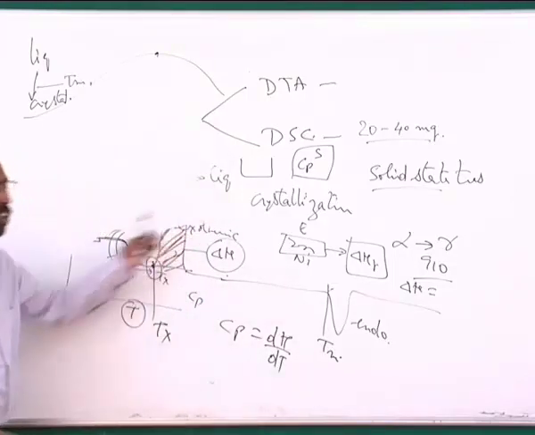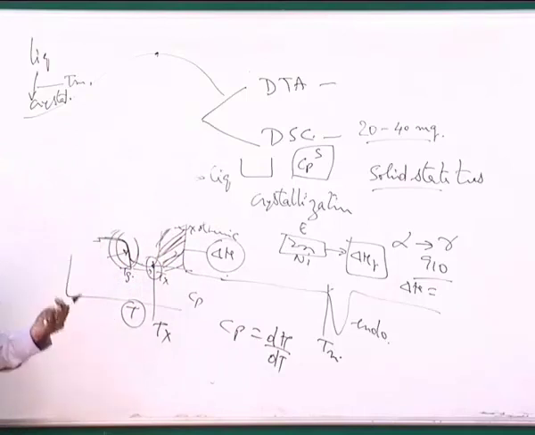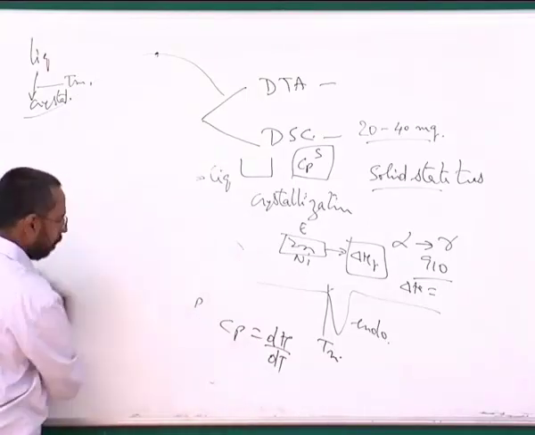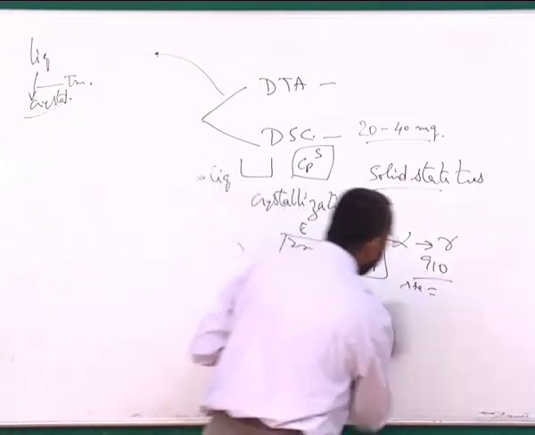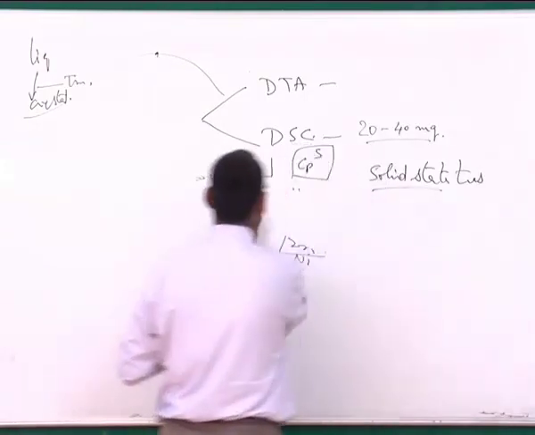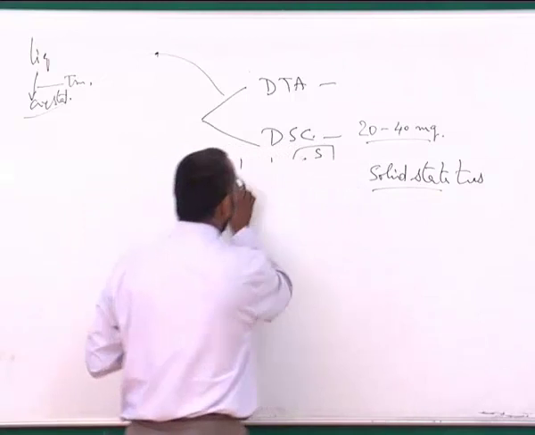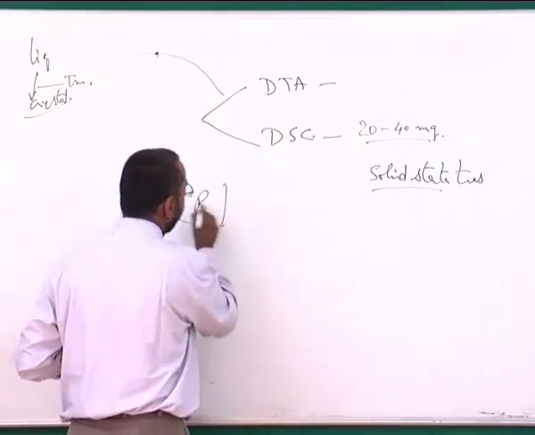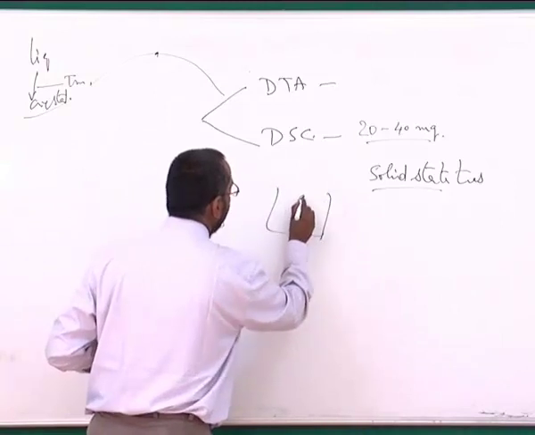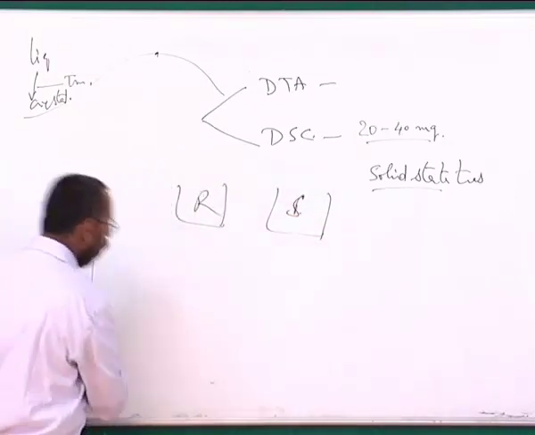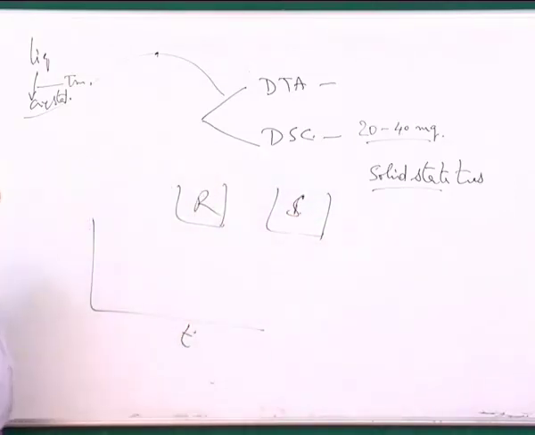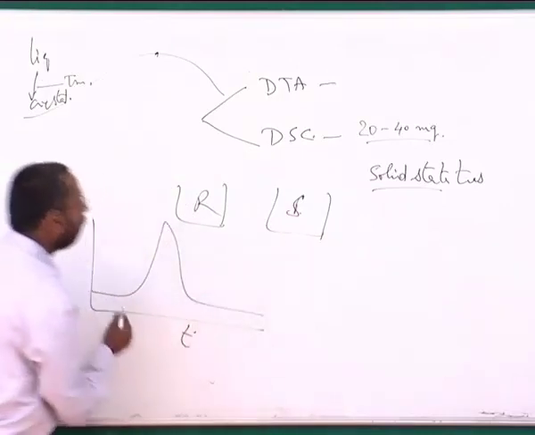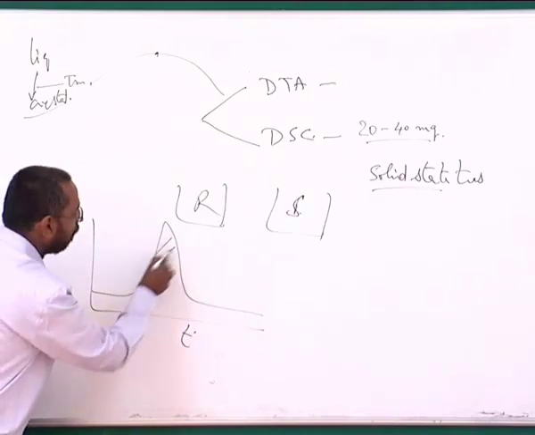And similar Kissinger plots can be plotted in this case also, whether it is DSC or DTA, and you get the same information. Of course one can also do isothermal transformation. What I can do is take my reference and my sample, heat them to a particular temperature, hold it as a function of time, and find out how the phase is evolving as a function of time.